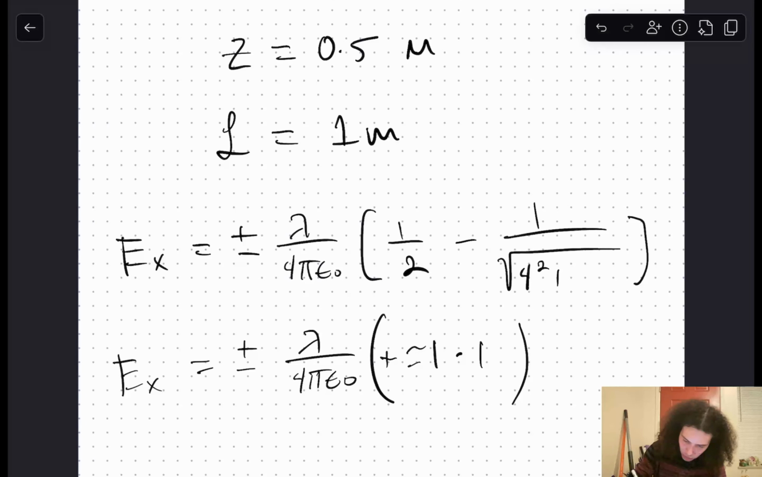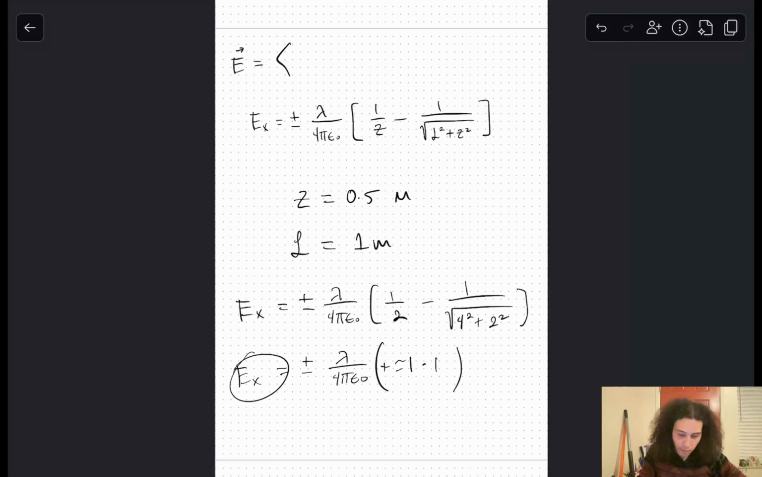This is 4 squared, 2 squared. Here we go. Over 2 minus 1 over square root of 4 squared plus 2 squared. Yep, still going to be positive. So if you have the relation where the rod is bigger than the length of how far the point is from the rod, you're going to get a positive number.